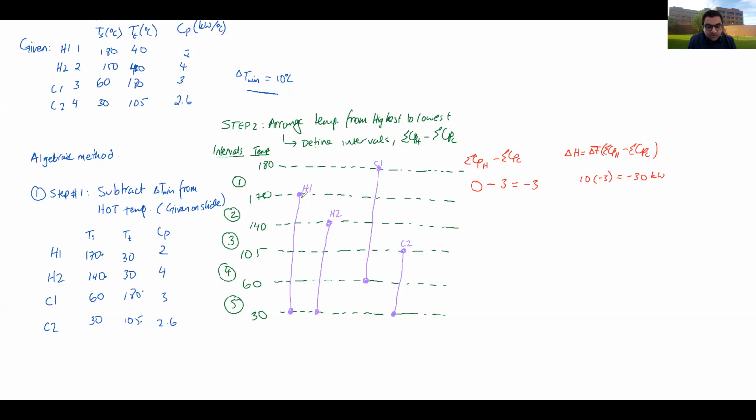Okay, let me look at the second interval. Summation of CP hot is equal to H1, so CP for H1 is 2. Summation of CP cold is C1, 3. This is equal to minus 1. And then the delta H in this case is what? Delta T is 170 minus 140, so it's 30, multiplied by minus 1, is equal to minus 30.